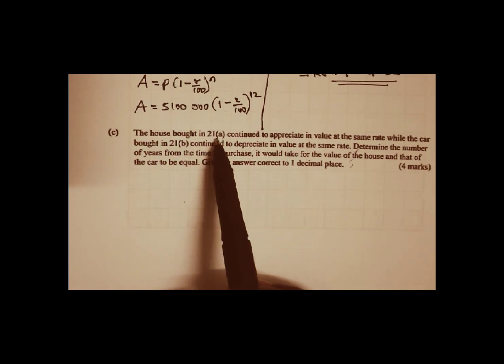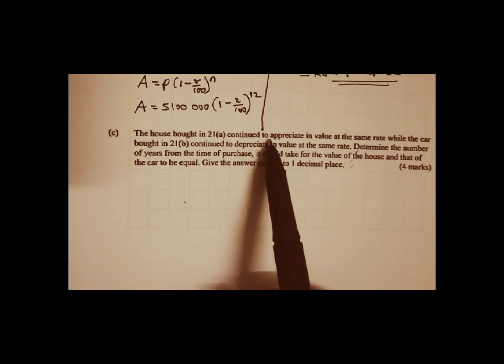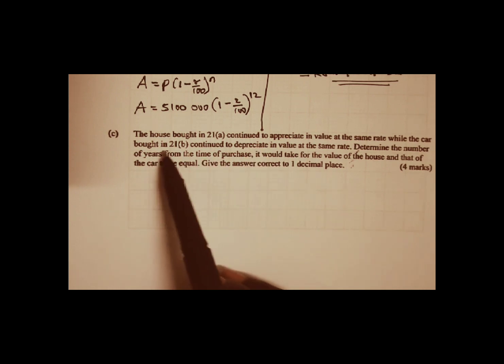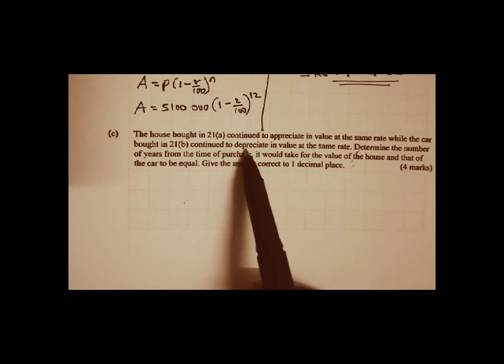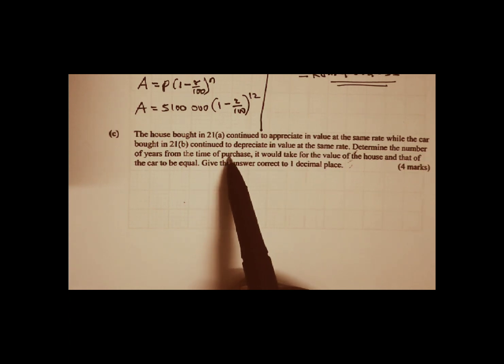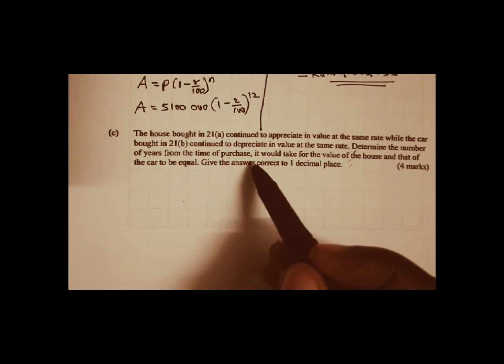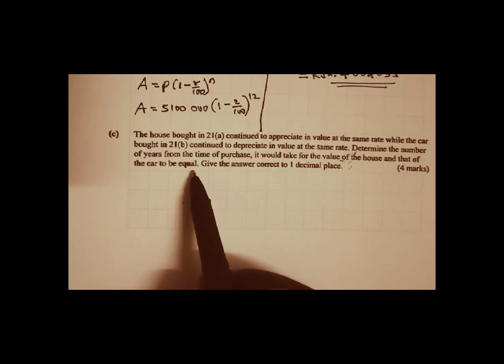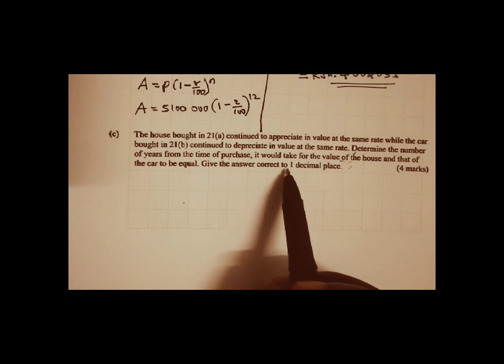We are going to part C of the question. Part C reads: the house bought in 21A above continued to appreciate in value at the same rate, while the car bought in 21B continued to depreciate in value at the same rate. Determine the number of years from the time of purchase it would take for the value of the house and that of the car to be equal. Give your answer correct to 1 decimal place.